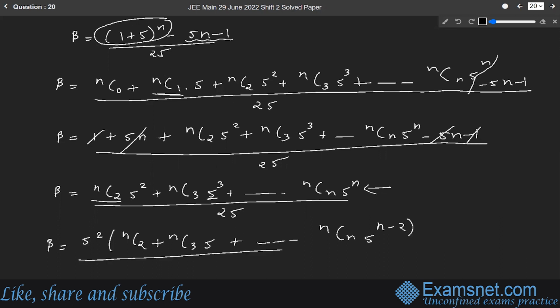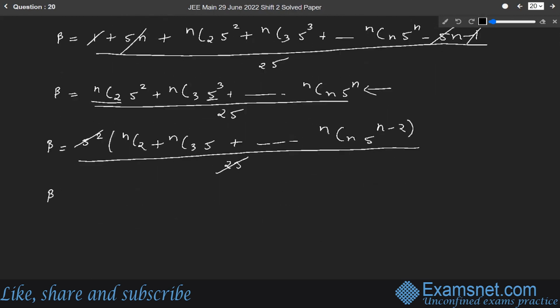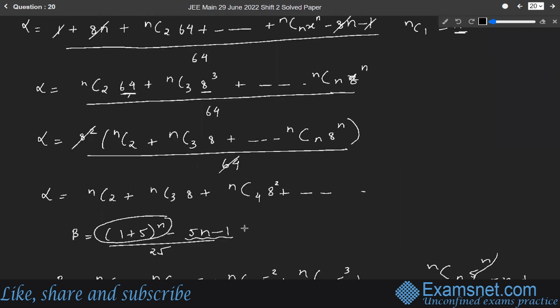So this will be divided by what? 25. Now again 5 square is 25, so 5 square and 5 square will be cancelled. So now what are the remaining terms? The remaining terms for beta is nC2 plus nC3 into 5 plus so on up to nCn into 5 power n minus 2. Okay. We have the value of alpha and we have the value of beta, right?